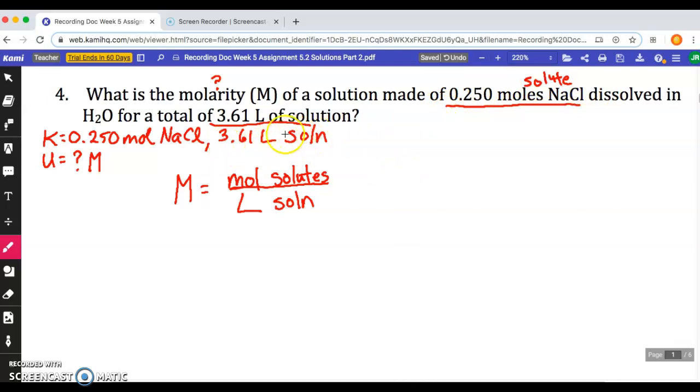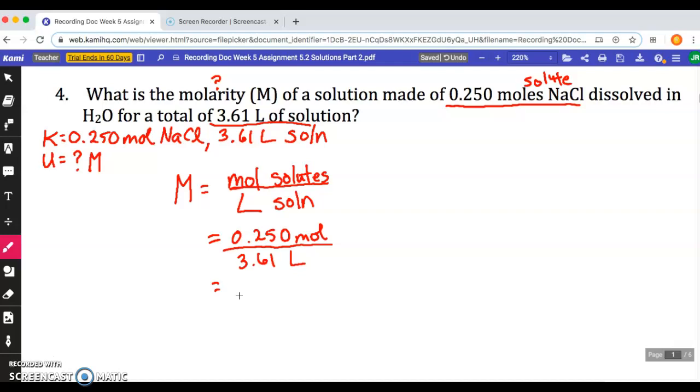And let's take a look. We've got the solution already, 3.61. So you just simply have to plug in the values. Okay, just plug in the values to figure out the big M. So it's 0.250 moles, okay, and that is the solute, the NaCl, divided by the liters of the solution, and we have it here, 3.61 liters of solution, okay, and for this one, you just need your handy dandy calculator.